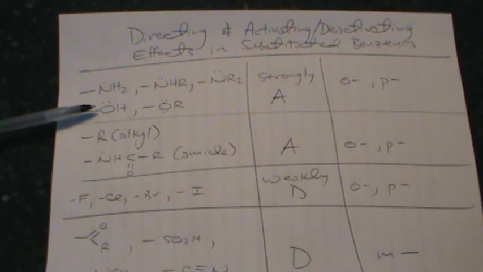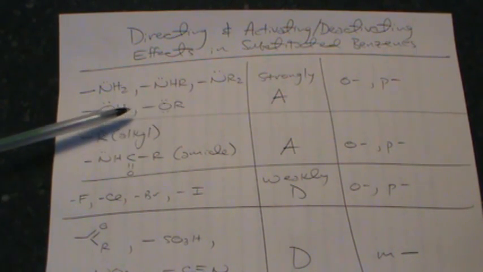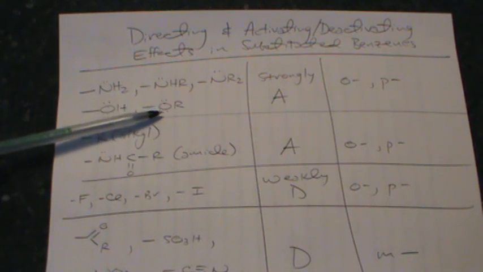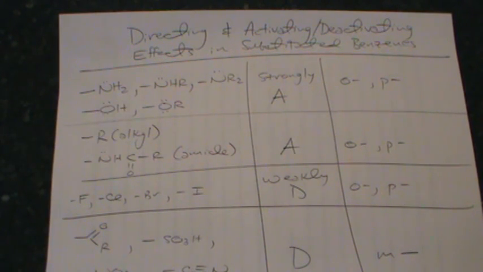Likewise, in phenol, we have an OH group on the benzene ring, and it's strongly activating. If I replace the hydrogen with an R, I have an ether, and the oxygen of the ether is directly attached to the benzene ring. All strongly activating groups. We talked about why those are so strongly activating.